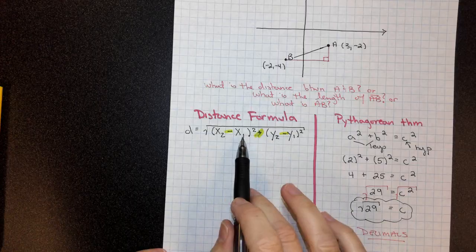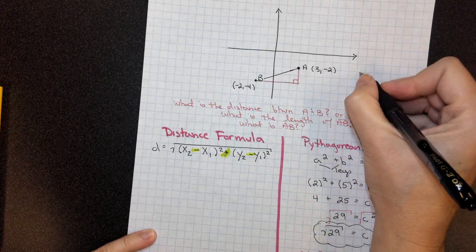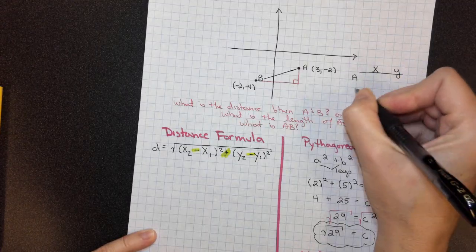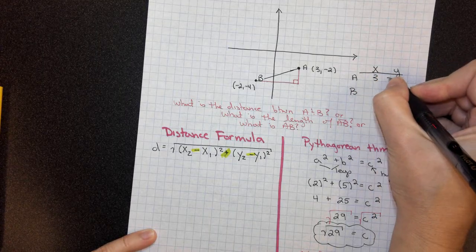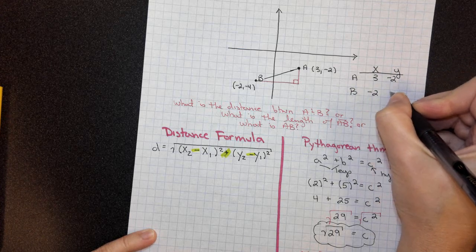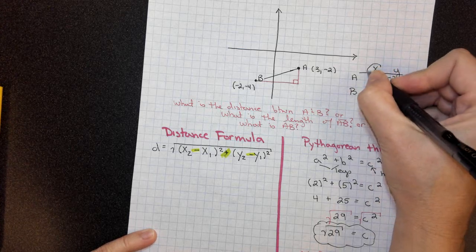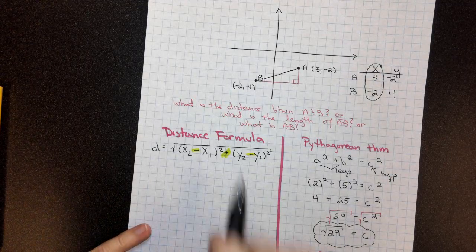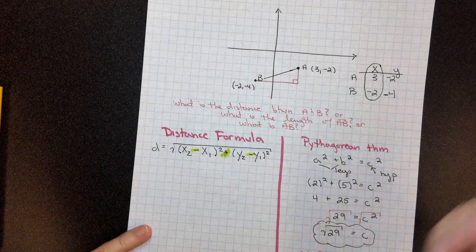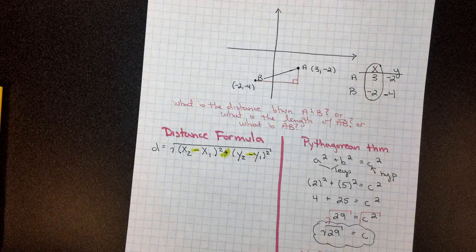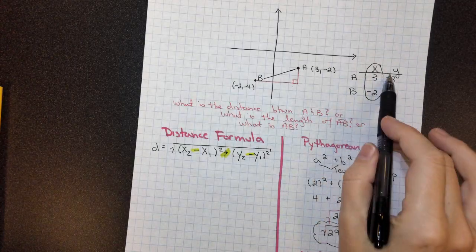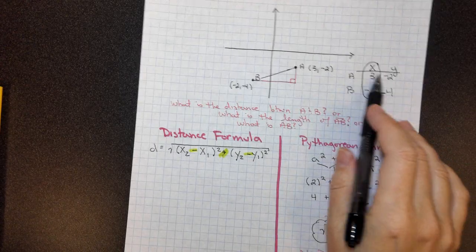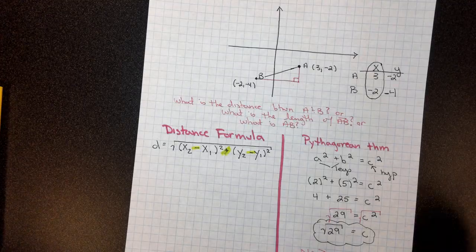To get the x sub 2 and x sub 1, let's make a little chart over here. Here's x, here's y, here's A and B. I have 3, -2, -2, -4. I'm going to circle the x's so I don't mix them up. It doesn't matter which is the second point and which is the first, as long as you are consistent. So I'm actually going to use this as my point 2, just because it's on top.